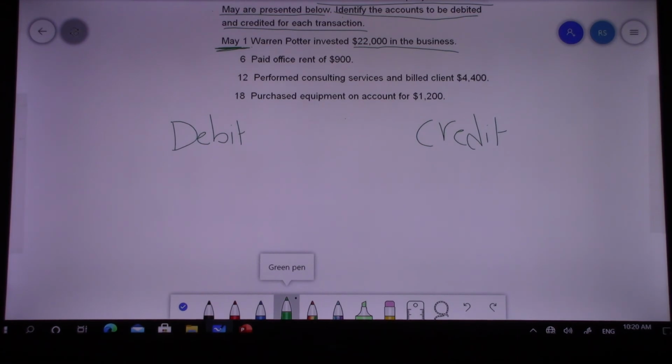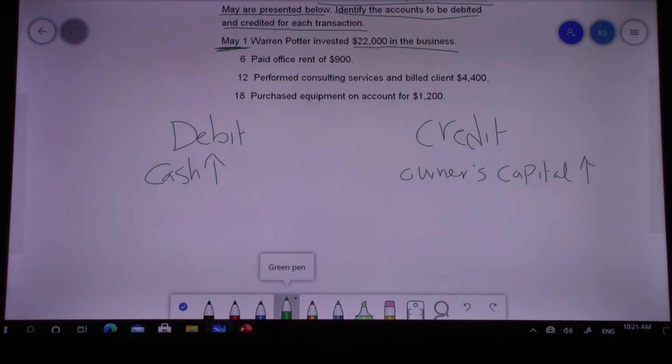When cash increases, what happens? We will debit any asset. So cash increased, debited. And on the other hand, capital increased, owner's capital. And the rules say when owner's capital increases, credit.